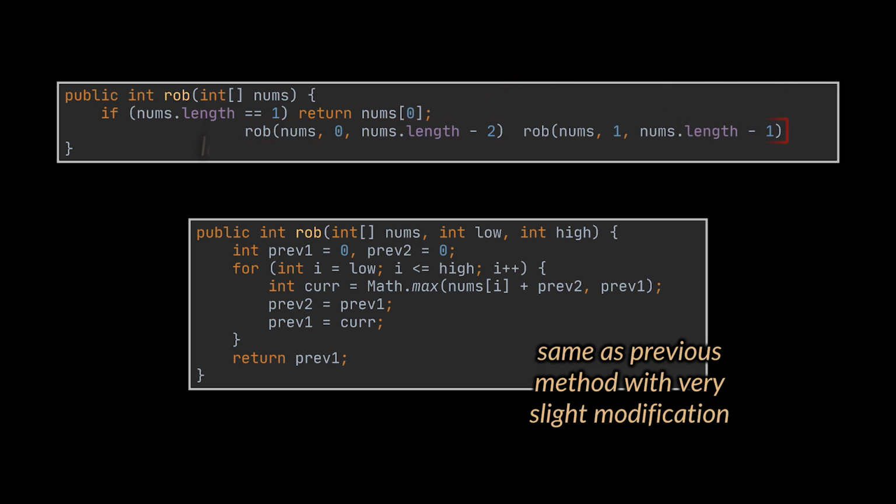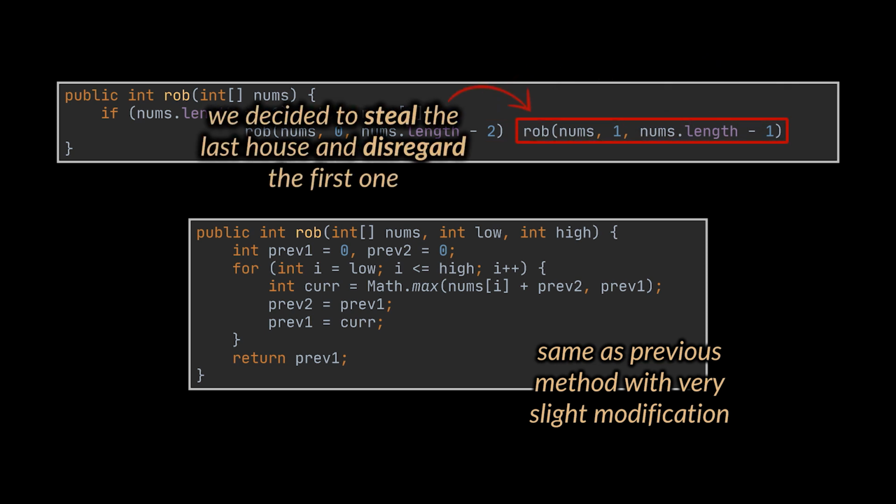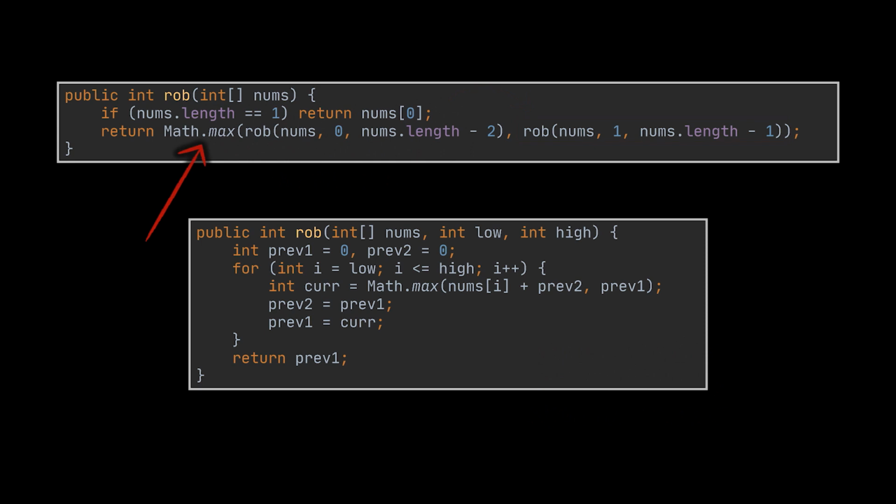And if we decide to rob the last house, it means that the answer to our problem can be retrieved in a similar way by applying the same logic on the array starting from index 1 or the second house all the way till the last one. We just disregarded the first house and decided potentially to steal the last one. Then the maximum between these two answers or maximums will be the actual answer we are looking for and should return.